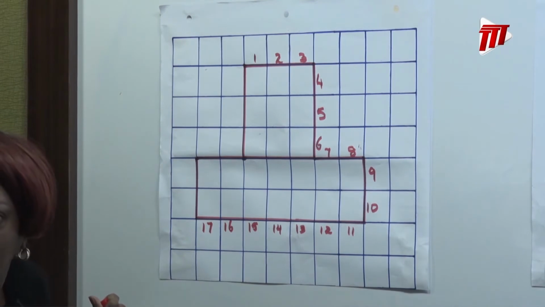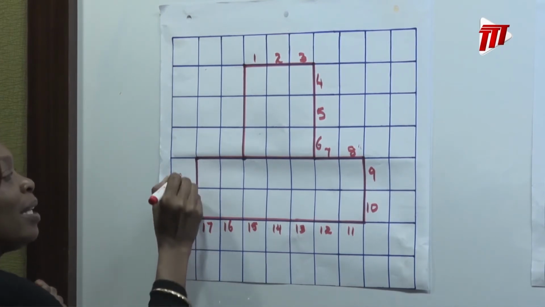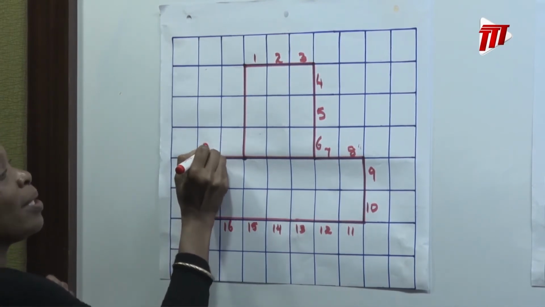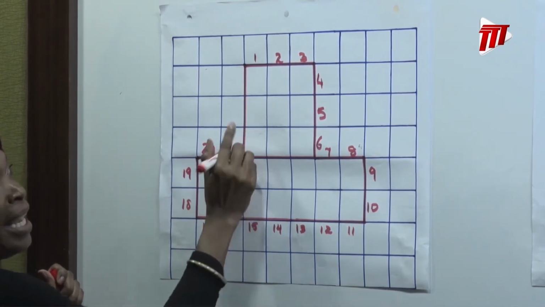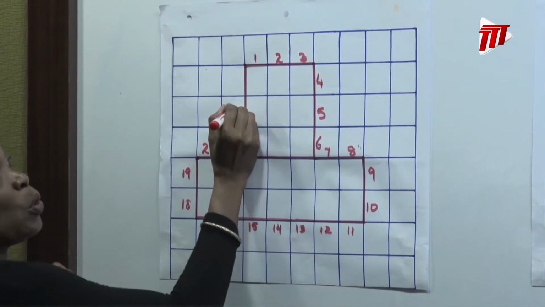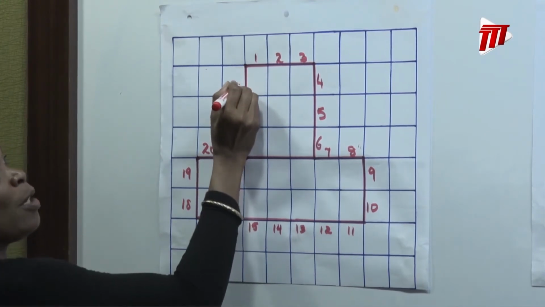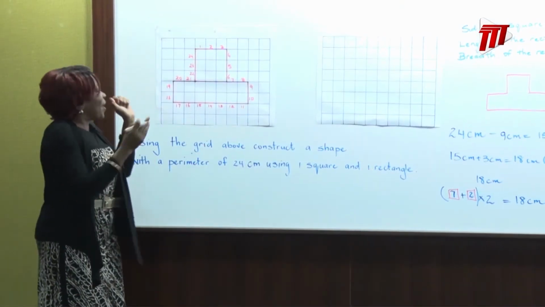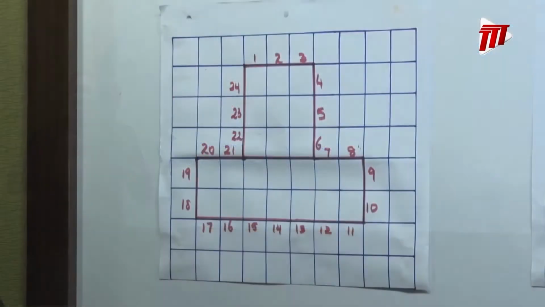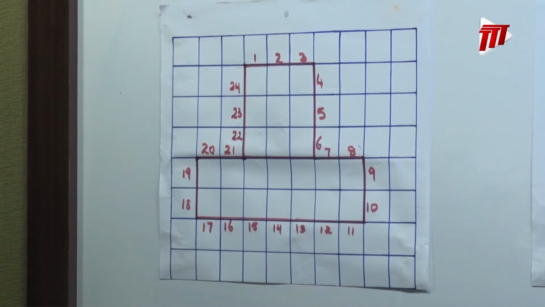Are you keeping up with me? 18, 19, 20. Let's go. It's so close. 21. Remember the side here. 22, 23, 24. We got it. You did it. So this compound shape indeed has a perimeter of 24 centimeters.